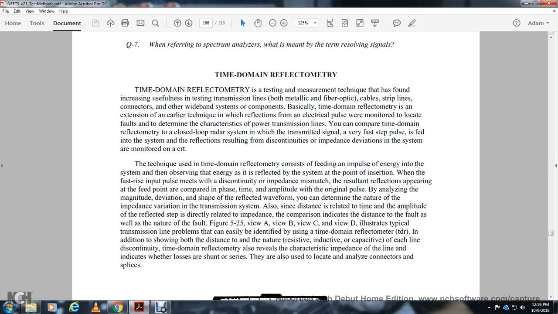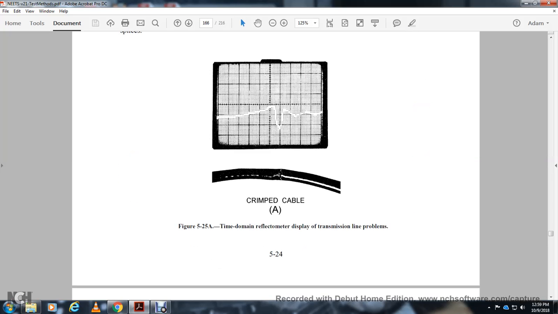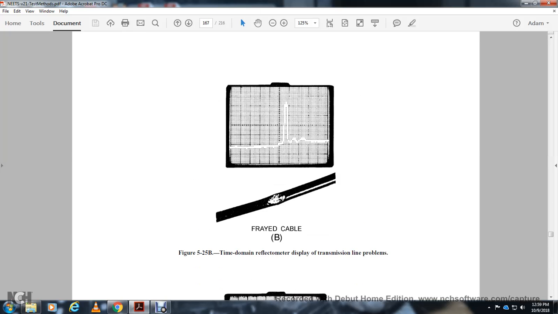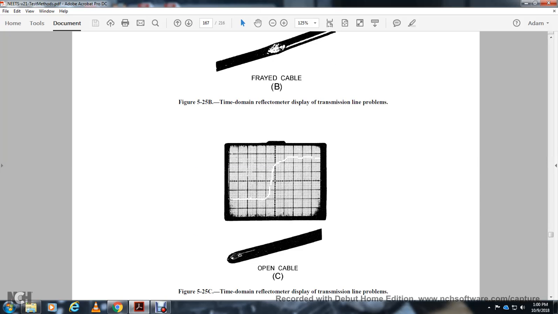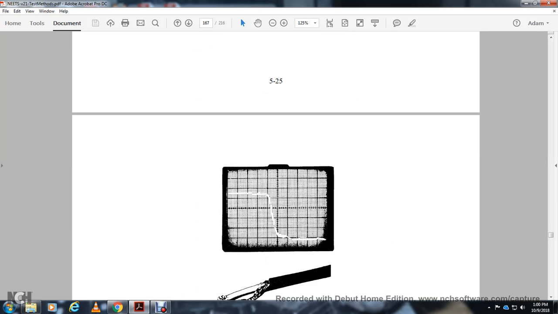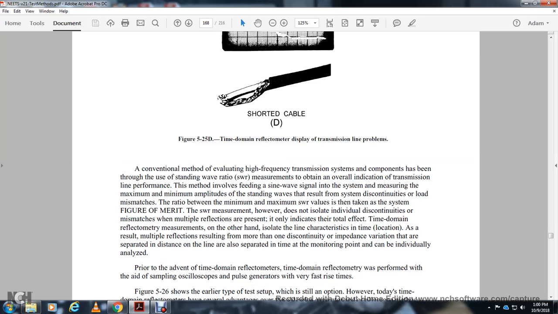As a result, it reveals the characteristic impedance of the line, indicates where there is loss or a shunt. It can also locate the analyzer connector and splices. Figure 525H shows the time domain reflectometer display with transmission line problems: the frayed cable, the open cable, and then the shorted cable.